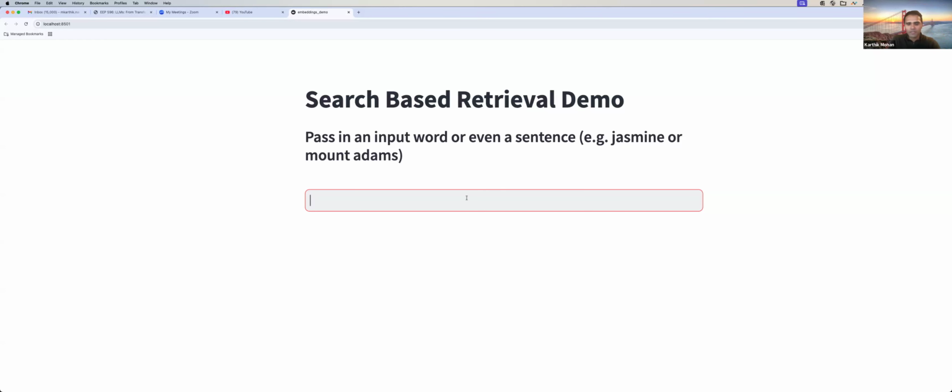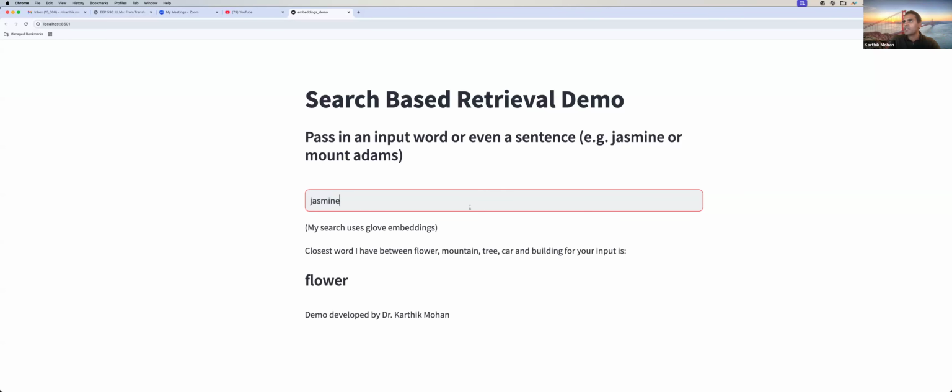Let's try Jasmine as just a start. The search uses GloVe embeddings, and the candidates are flower, mountain, tree, car, and building, right? And it says the closest candidate is flower. Makes sense. So this GloVe embedding is working. Does anyone want to give any word or a sentence? Maybe let's start with a word, some appropriate word.